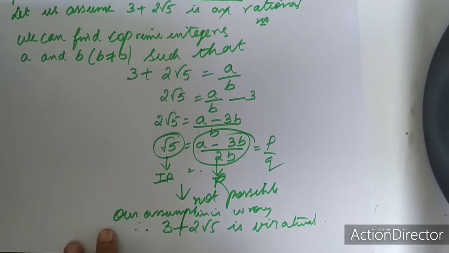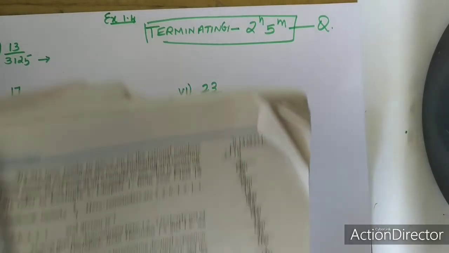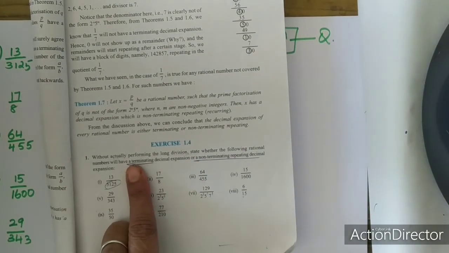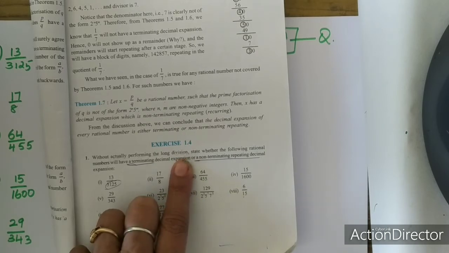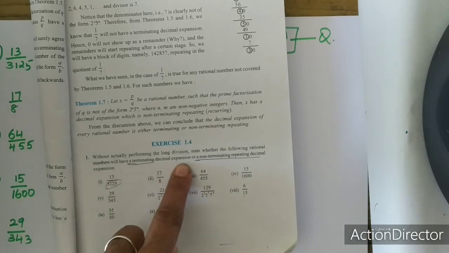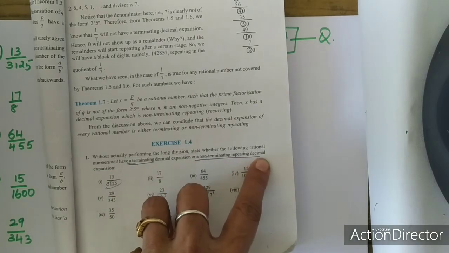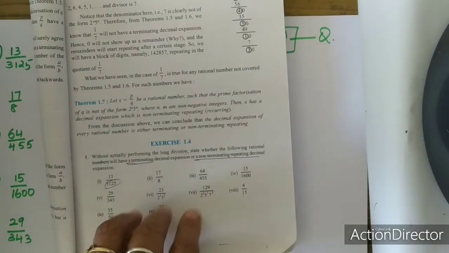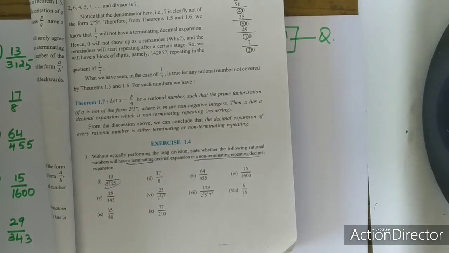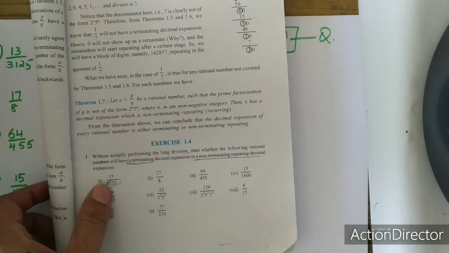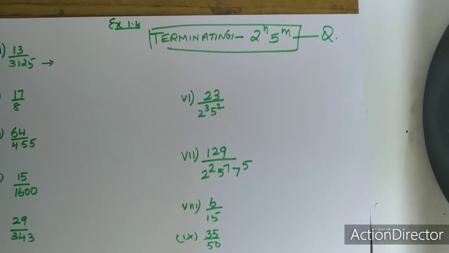So the question number 3 is also of the same type. You can do it by yourself. Now we have come to the end of our exercise, that is exercise 1.4, where it is asked, without actually performing the long division, state whether the following rational numbers will have a terminating decimal expansion or a non-terminating repeating decimal expansion. Here the rational numbers are given. Just by looking at that, you have to decide whether it is a terminating one or a non-terminating repeating decimal expansion. So just now we have learnt one conclusion.